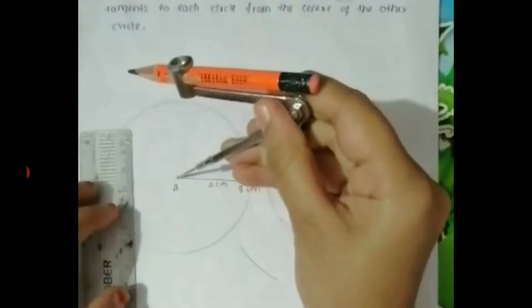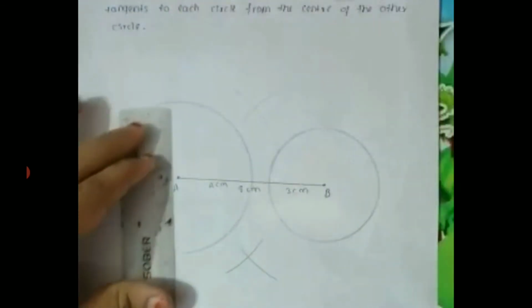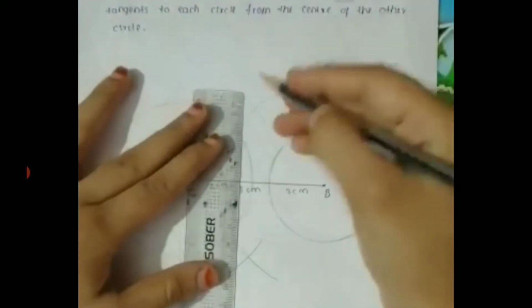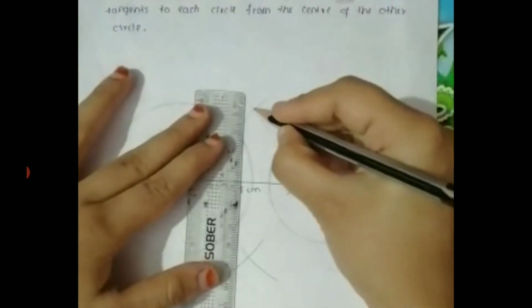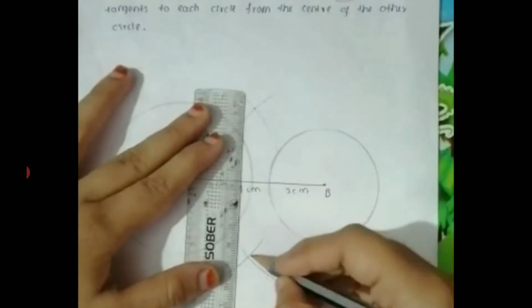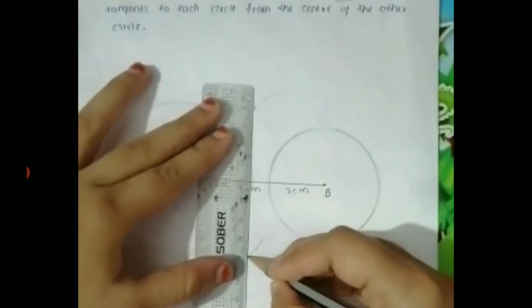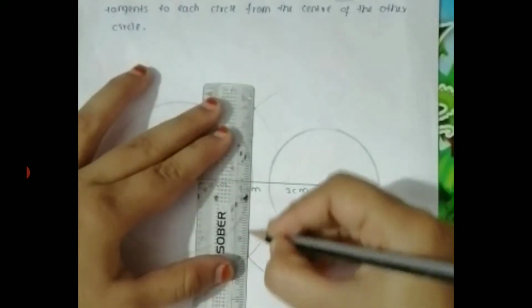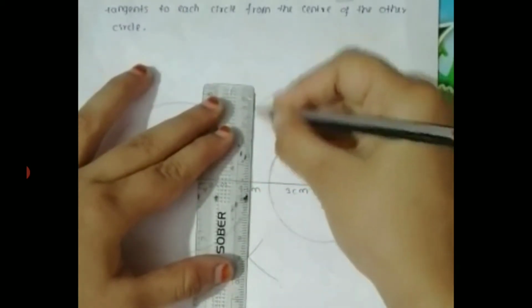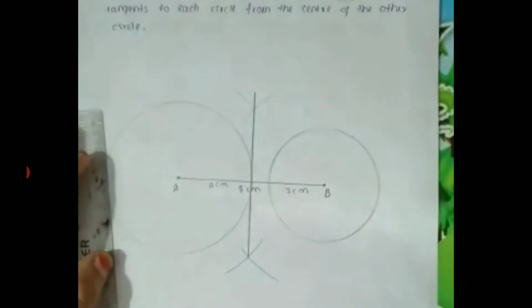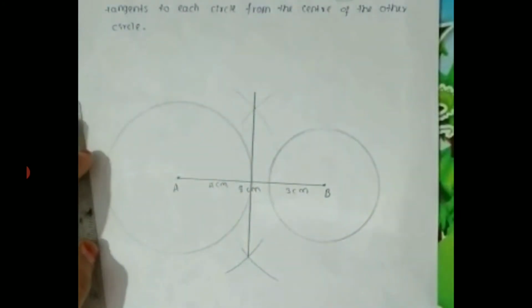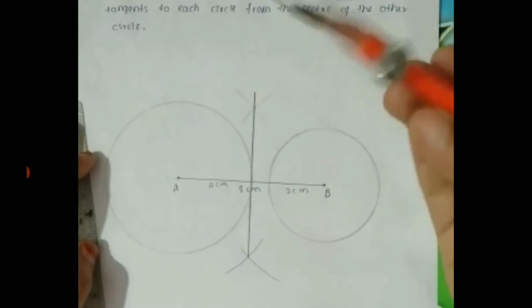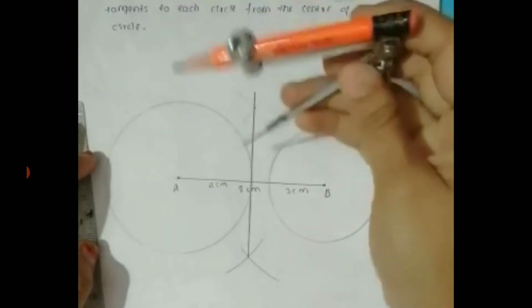With A as a center, with the same radius, cut the previous curves. Don't change the radius. Now the two curves intersect at 2 points above and below the line. Join those 2 points to get the midpoint of the line AB. The point at which both AB and the perpendicular bisector meet is the midpoint of AB.